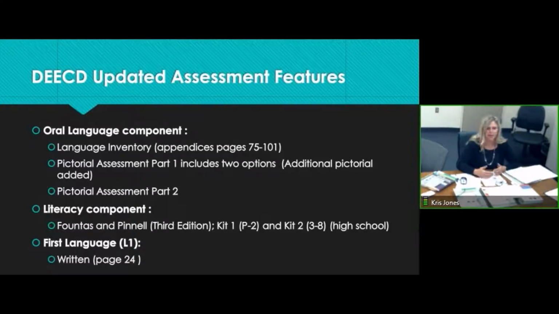from what I can understand, most people feel comfortable with the oral language, with the language inventory, the pictorial. Part 1, you can see that we added the extra picture for part 2 for our older students. I'm just going to show that to you, pictorial assessment part 2.